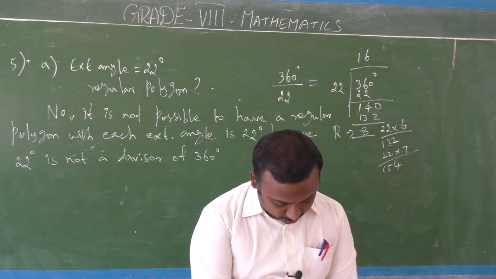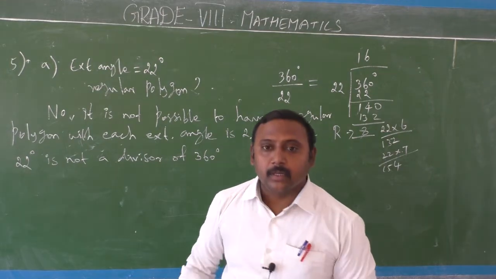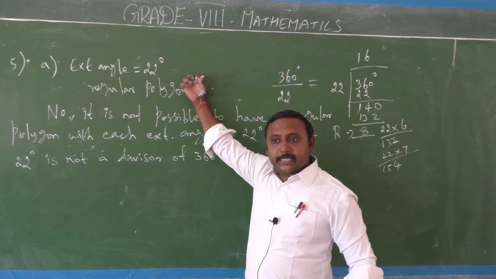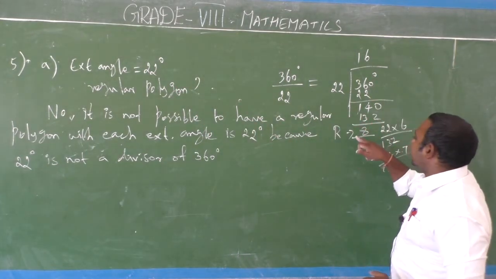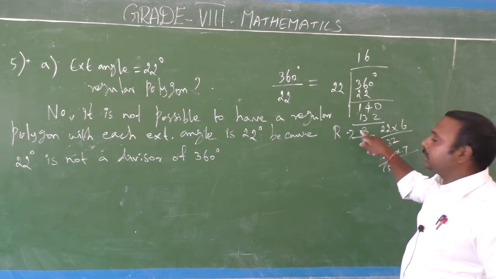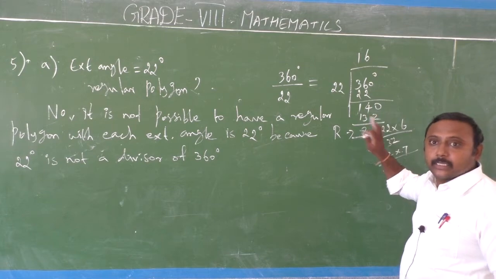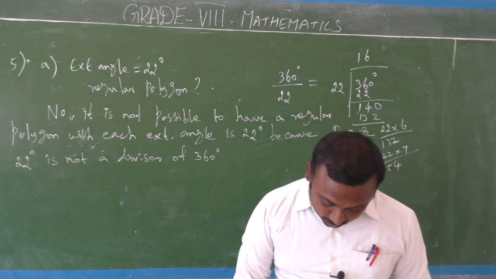Okay, can you understand? If it is a regular polygon, the exterior angle should be a divisor of 360 degrees. The remainder should be 0. Except for 0, it's not a regular polygon. Then we move to the B sum.